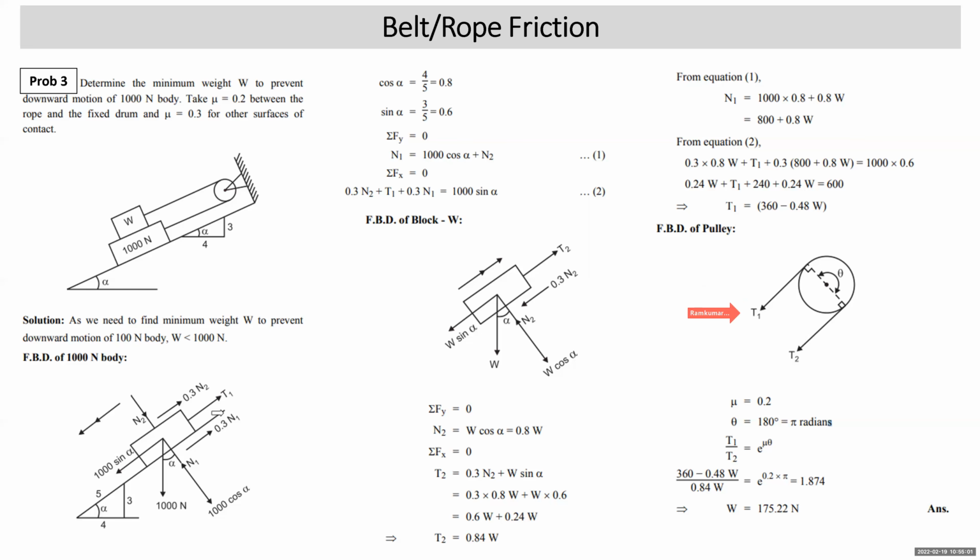Because we understood that T1 is the tension in the string connecting the 1000 Newton block, which is the lower block, and this is T2. Anyway, T1 upon T2 is e raised to mu theta. Substitute the value of T1 and the value of T2 into the expression and e raised to mu theta. You get the value of W required as 175.22. Hope this is all understood to everybody.